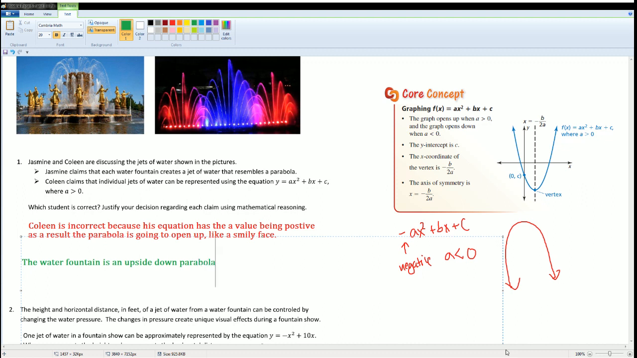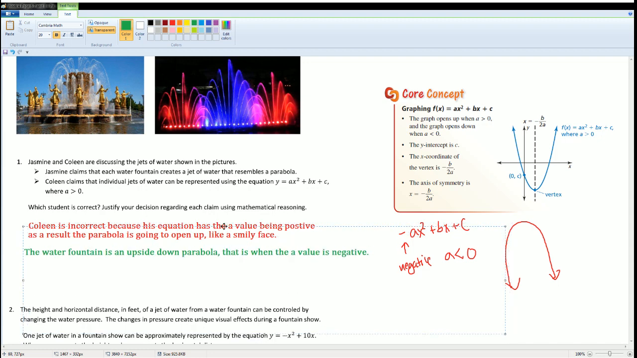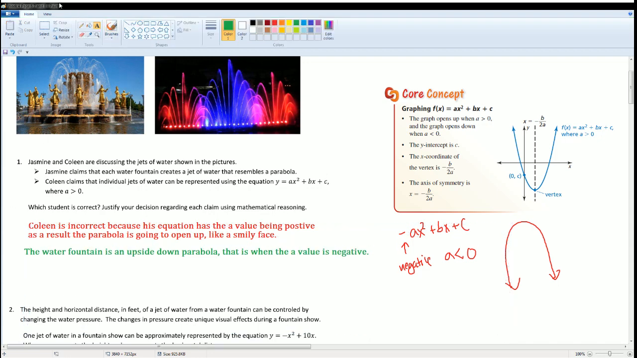In other words, that is when the a value is negative. Okay, there you go. That would be correct. So Jamie is correct in that context.